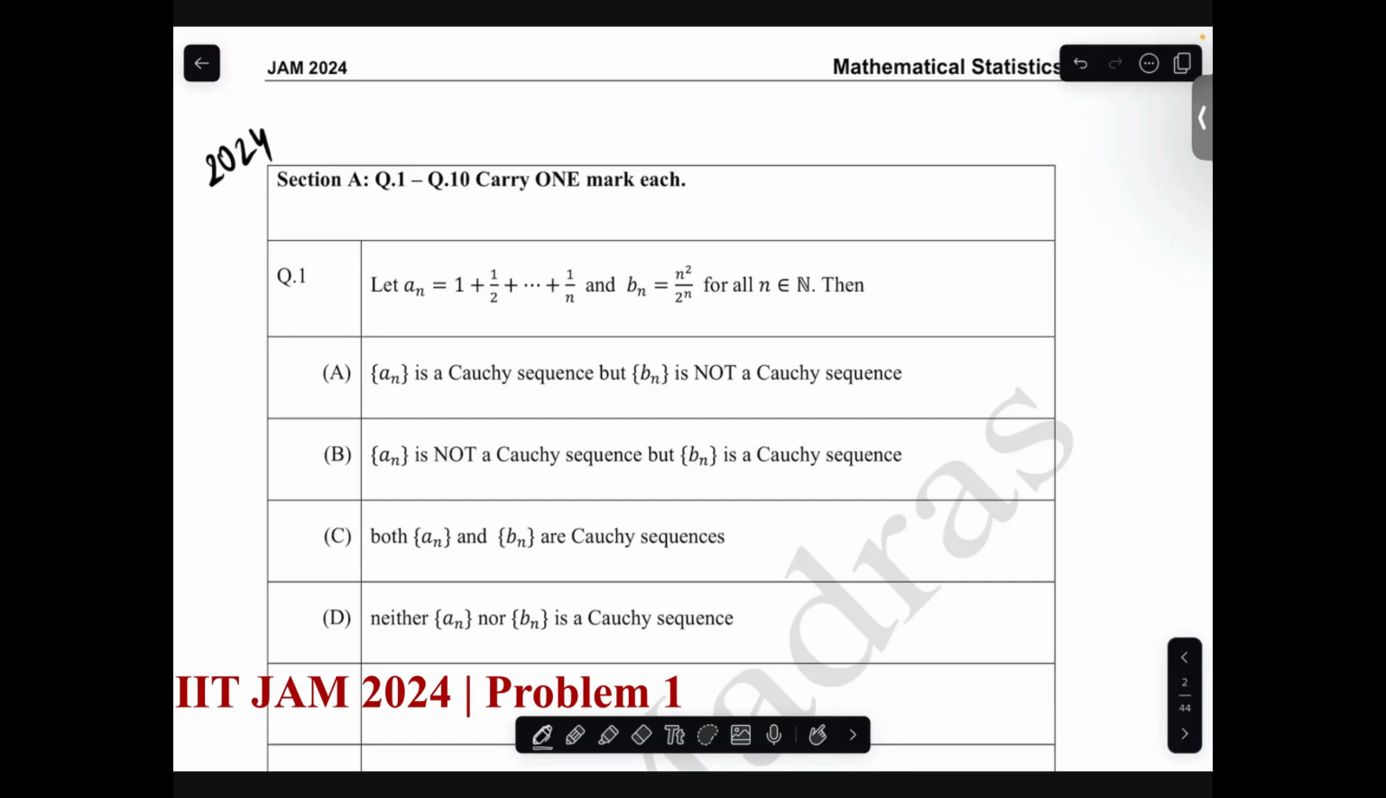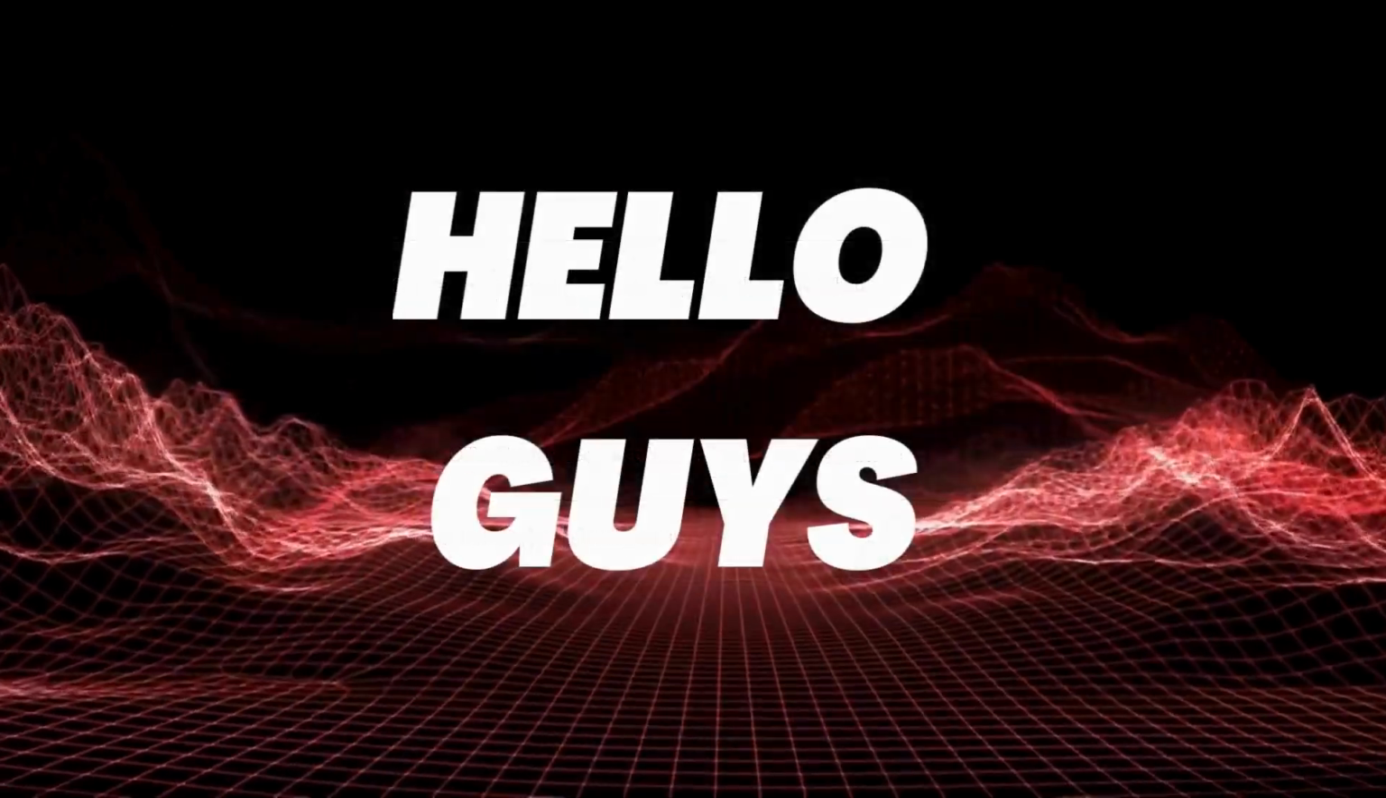So a_n is the summation of 1 by k from 1 to n, and b_n is n square by 2 to the power n. Then the options ask you, option A, B, C and D, all of them ask you about the Cauchy sequence, whether a_n and b_n are Cauchy sequences or not. So for this problem, you need to have a basic understanding of what is a Cauchy sequence.